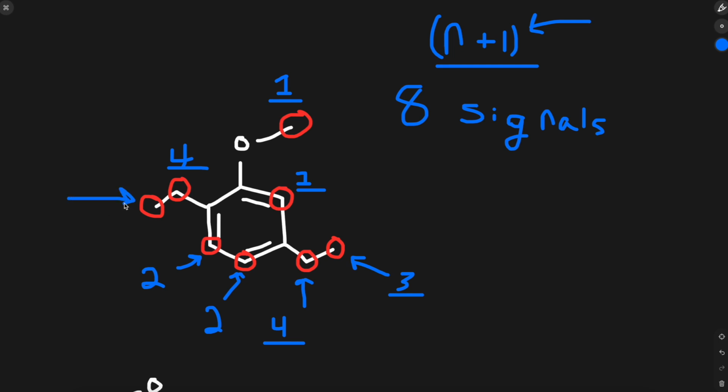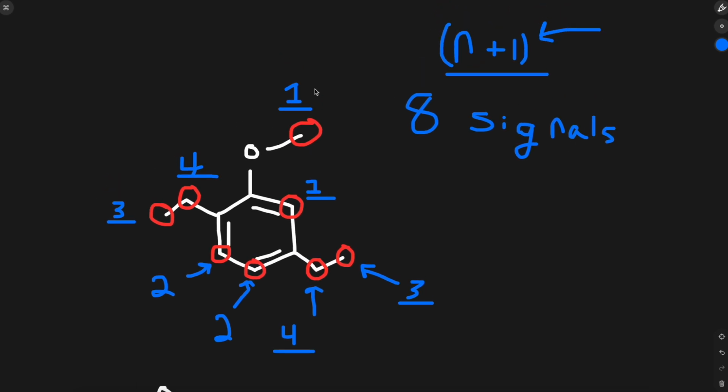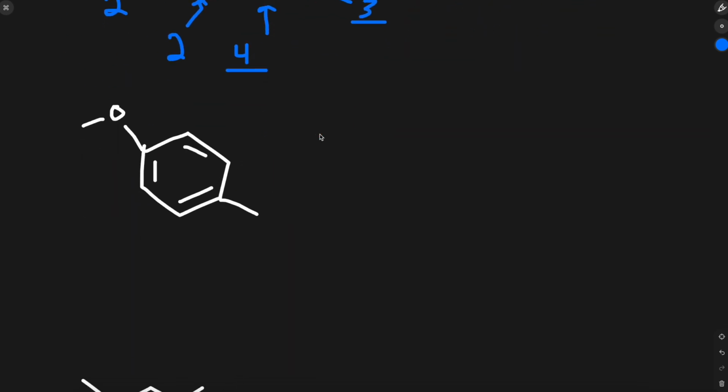Awesome. And now we go over to this final one. Same thing, and that's going to give us 3. Hopefully that makes sense. So we're going to get 8 signals, and the relative multiplicity of all those is given here. All right, moving on down.